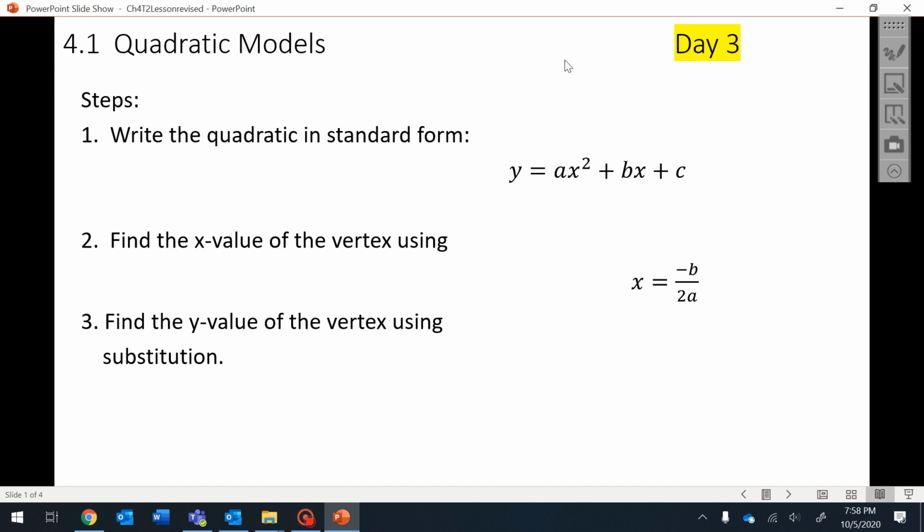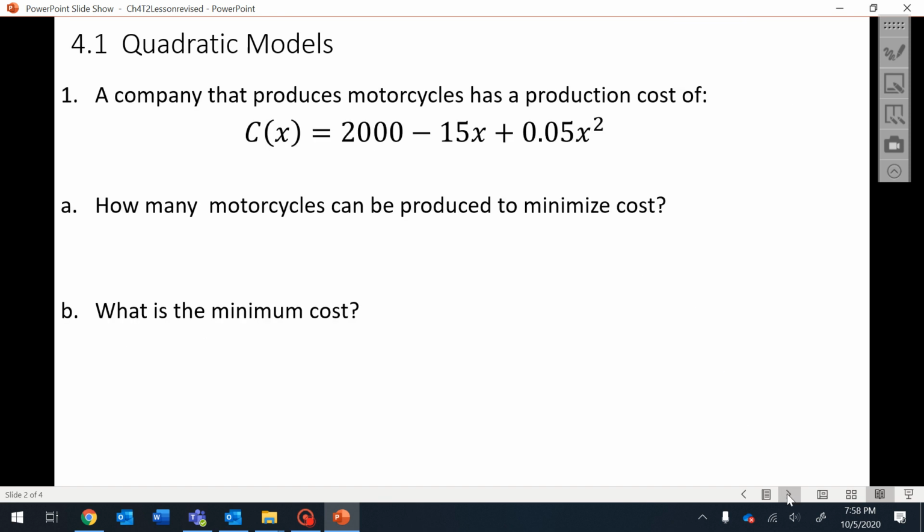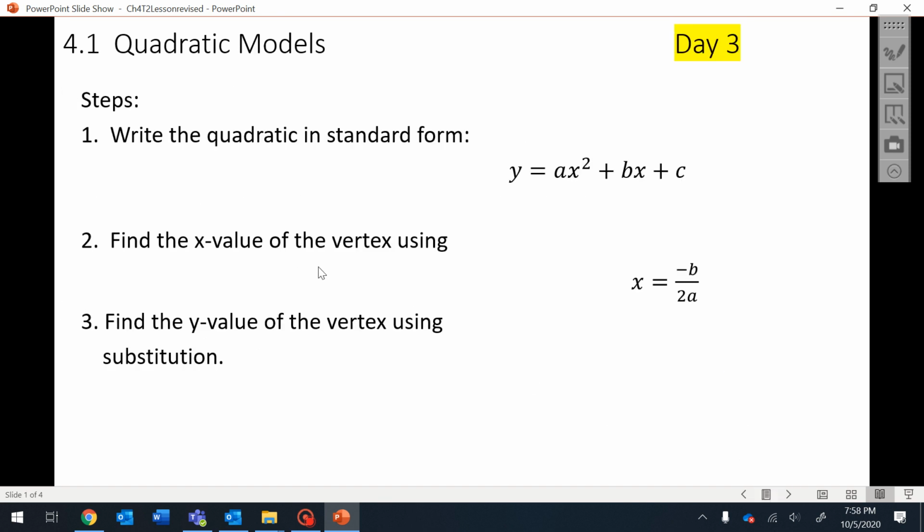Alright, so we're essentially going to be looking at how to answer real-life questions using quadratic models, so like real-life problems. Most of these are just going to revolve around finding the vertex. We're going to put it into standard form. We're going to find the x value of the vertex using x equals negative b over 2a. We're going to find the y value by substituting into the equation. Most of these problems are either asking for a maximum or a minimum value or something like that, and that's going to be referring to the vertex.